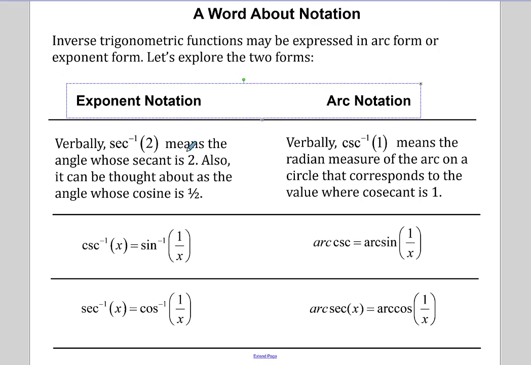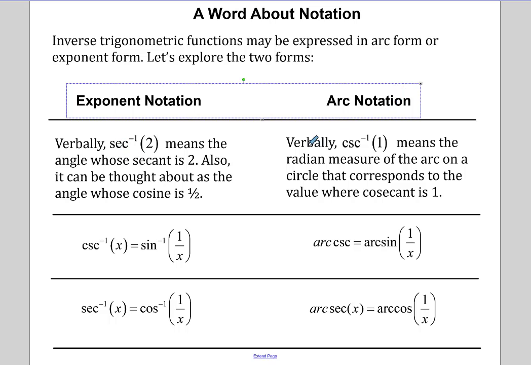Let's take a look at exponent notation. Verbally, when I see secant inverse of 2, that means we're looking for an angle whose secant is 2. Also, it can be thought about as an angle where the cosine is 1/2 because secant's reciprocal is cosine.